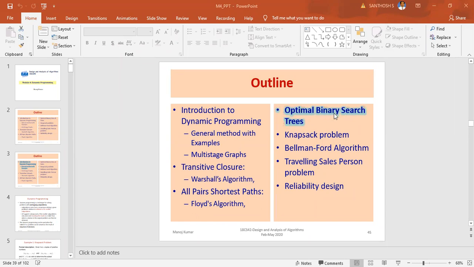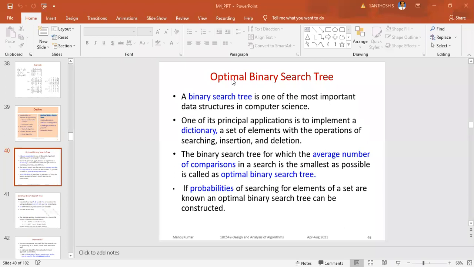In data structures, we have gone through the concept of trees. It is one of the non-primitive data structures where you come across trees. Under these trees, we have the concept of binary search trees. A binary search tree is a tree where the root node is greater than the left child and the root node is lesser than the right child. So that is the binary search tree. Now you come to the optimal binary search tree.